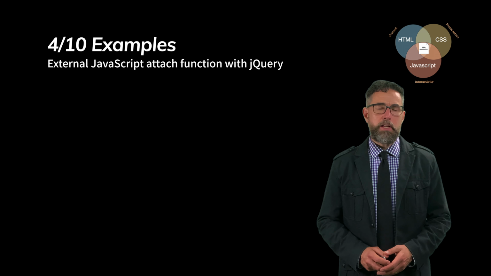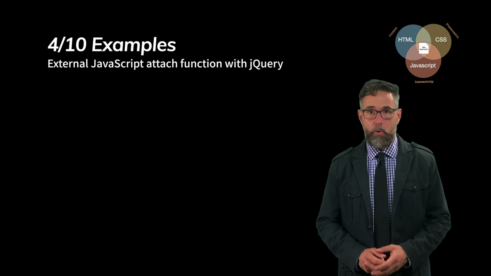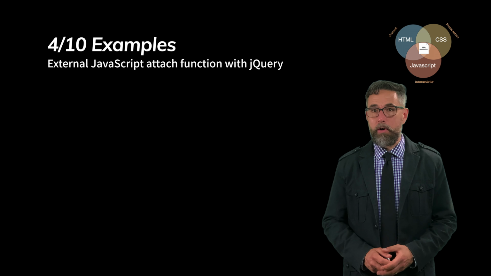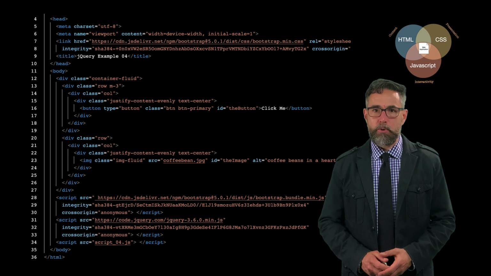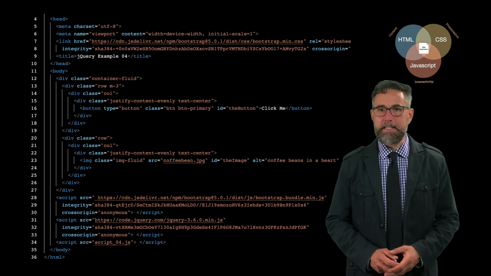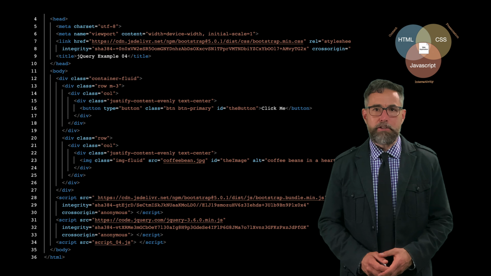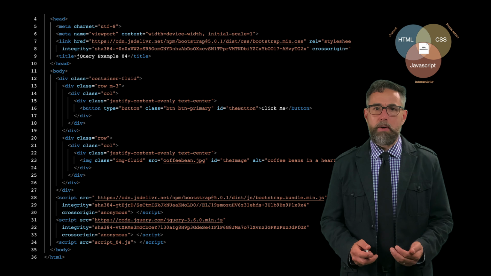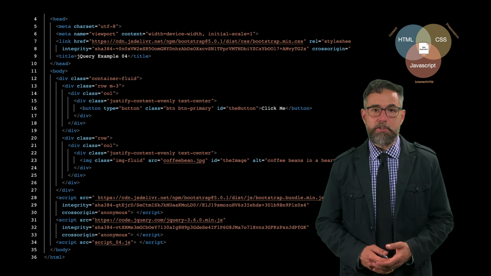Now we're going to use external JavaScript like before, and now we're going to use jQuery to attach the function instead of the attribute. So let's look at the source code for this. First take a look at line 16. On the click me button, we've removed that on click attribute. So as the HTML is written right now, the browser has no idea what to do if a user clicks on click me.